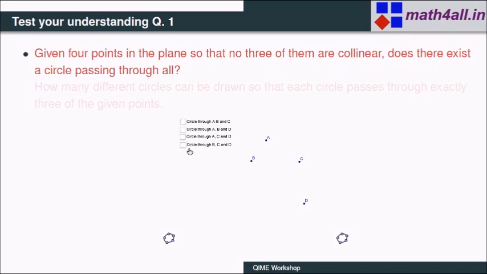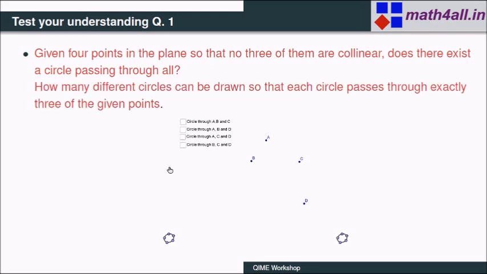Is it possible? So these are the 4 points, A, B, C, and D. Now no 3 of them are collinear, because if 3 are collinear, those 3 will not lie on a circle, right? Okay. So of course, for A, B, and C, you can have a circle passing through them. Given any 3 of them, you can have a circle passing through them. So how many in all are possible? That is another question you can ask.